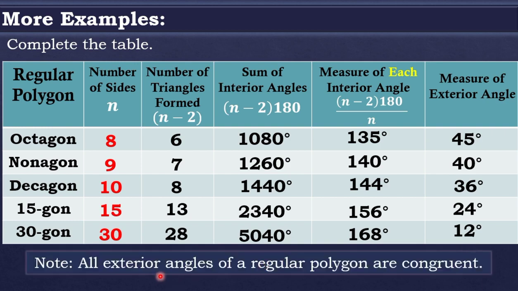So, take note that all exterior angles of a regular polygon are congruent. So, kung meron kang 8 interior angles, ibig sabihin 8 rin po yung exterior angles mo. So, kung regular polygon yon, ibig sabihin yung 8 na yon pare-parehong 45 degrees ang exterior angles niya. Parang kagaya nito. Okay? If it's a regular polygon.